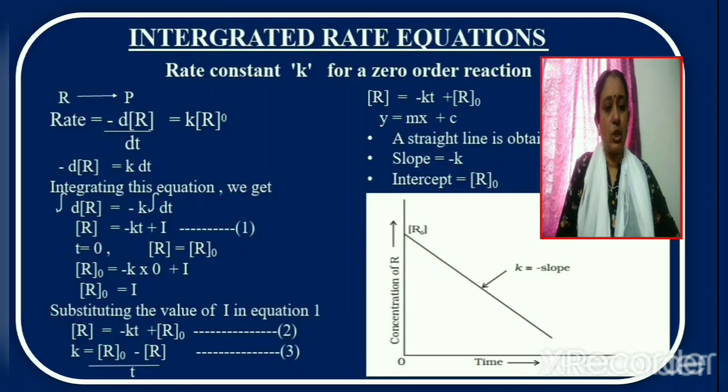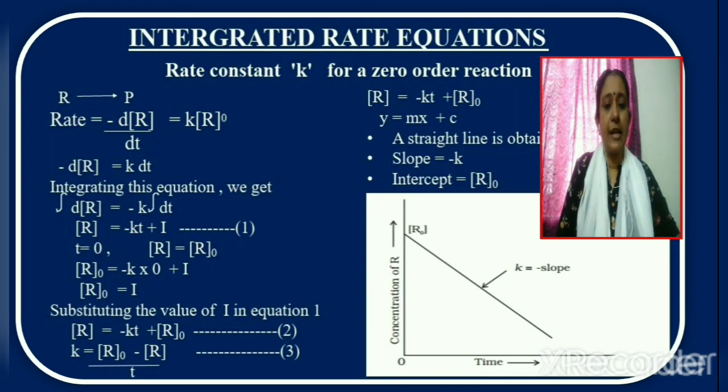Integrated rate equation. Let us now try to derive an expression for the rate constant K for a zero order reaction. Consider the reaction R giving P. So rate can be written as equal to minus dR by dt is equal to K into R raised to 0. K is the rate constant. But here R raised to 0 is equal to 1. And if we take dt to the other side of the equation, we get minus dR is equal to K dt, or dR is equal to minus K dt.